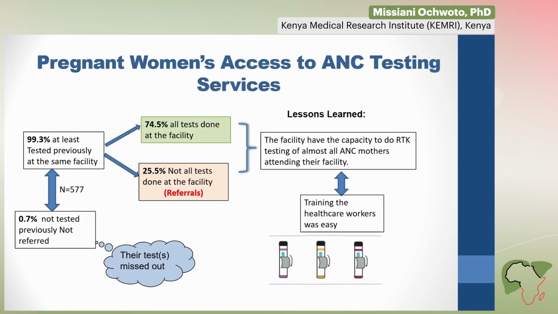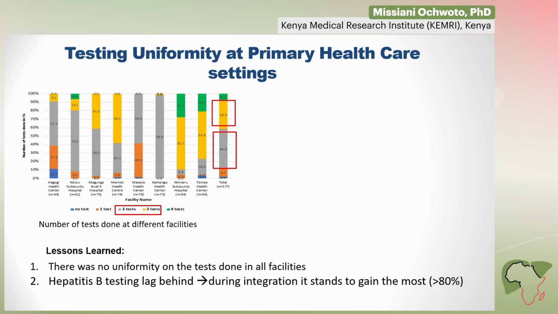In integration, most of the facilities, actually 99.3%, do test. However, of all the tests that are done, not all are done in the facility. They refer 25.5%. That tells you why our training was easy, because these healthcare workers have been doing testing all along. When it comes to uniformity of what they test, it is two or three tests, and most of those tests that are done are the mandatory tests.